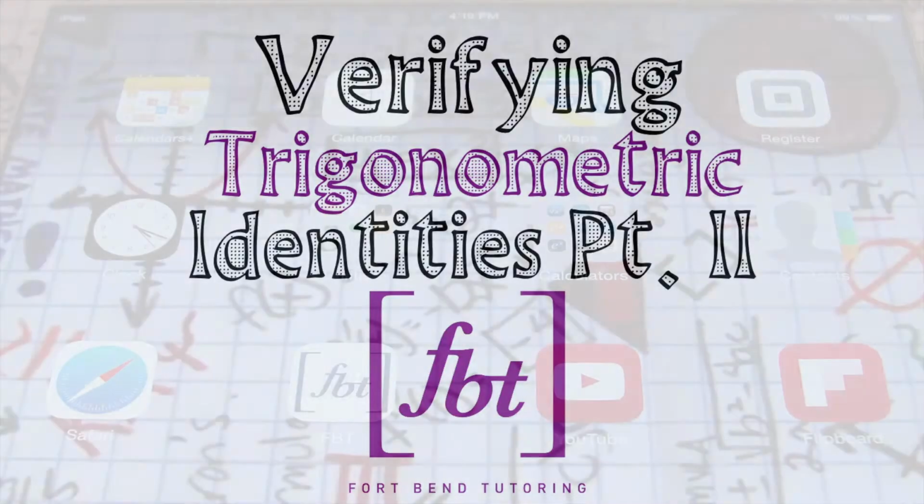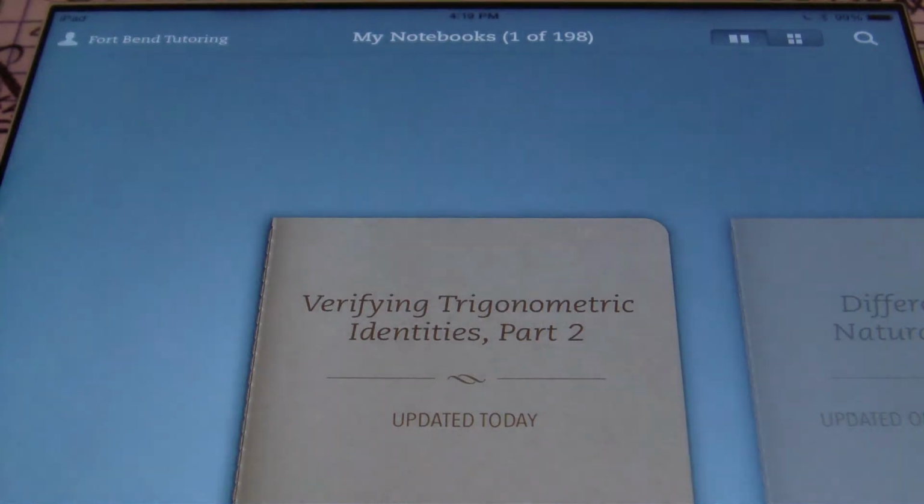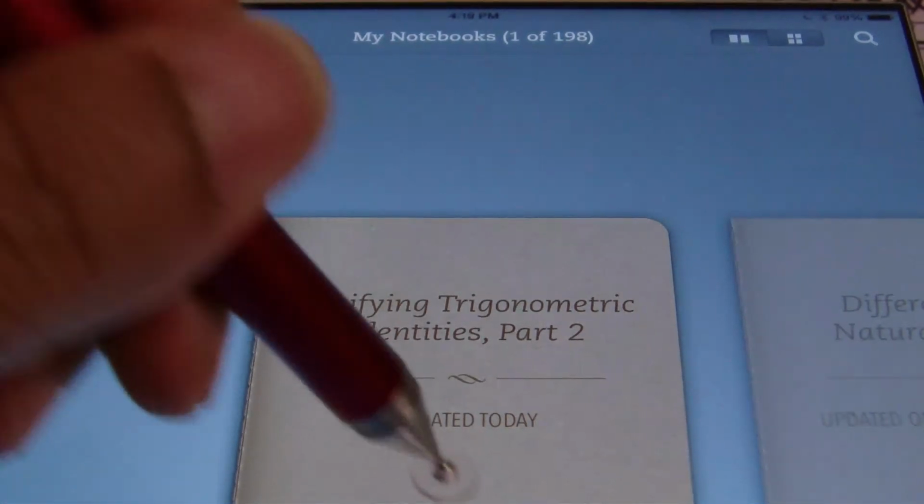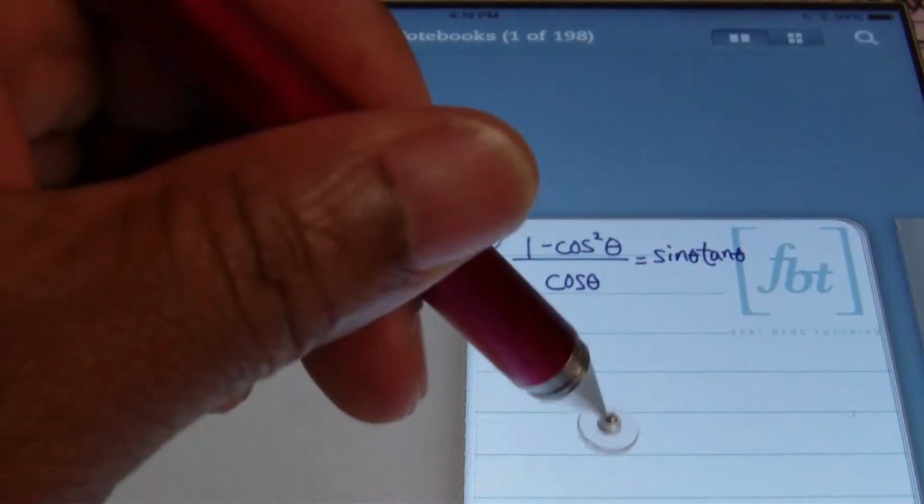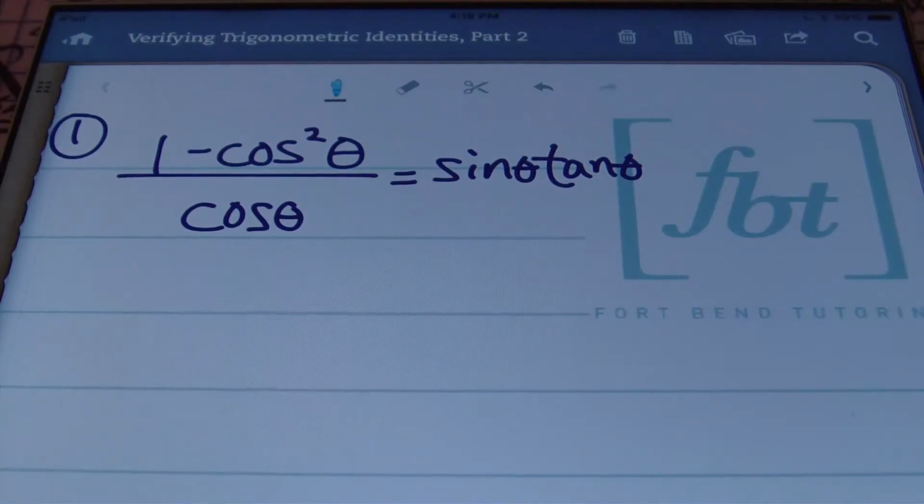Hello ladies and gentlemen, this is Mr. Witt with Fort Bend Tutoring, and today's tutorial is going to be about verifying trigonometric identities part 2. That's right, this is going to be a 4-part series, and in this second part I bring you 8 more verifying trigonometric identity problems for us to solve together.